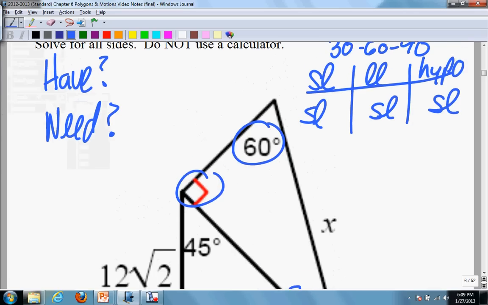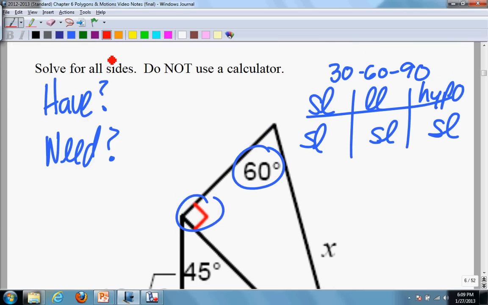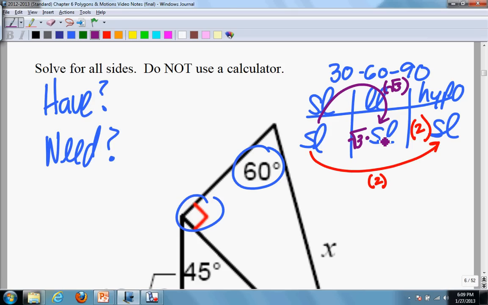Quick recap here. Remember in the 30, 60, 90, for the hypo, it's whatever the short leg is times 2. That's the function box, times 2. And for the long leg, it's whatever the short leg is times square root of 3. So short leg times root 3. That's the 30, 60, 90 table.